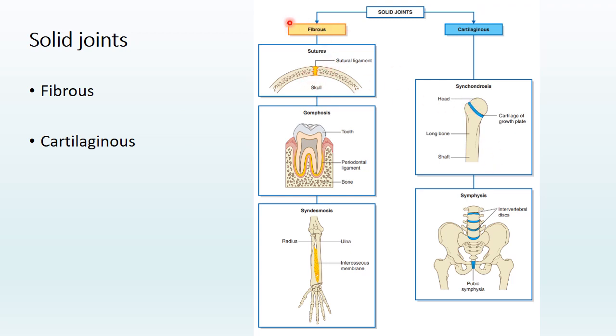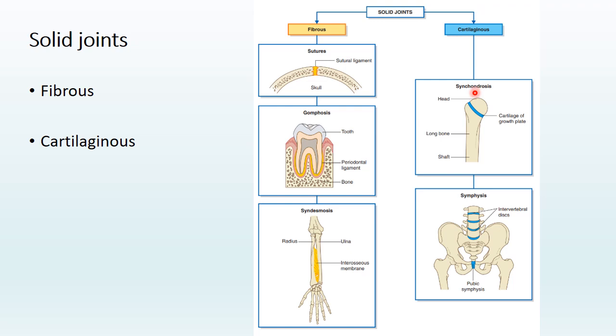The other type of joints is the solid joints, and according to the connective tissue that binds the articulating surfaces, they are divided into fibrous and cartilaginous joints. Examples of fibrous joints are the sutures between the bones of the skull, and a fibrous membrane that connects two adjacent bones, نسميها syndesmosis, like the joint between radius and ulna.